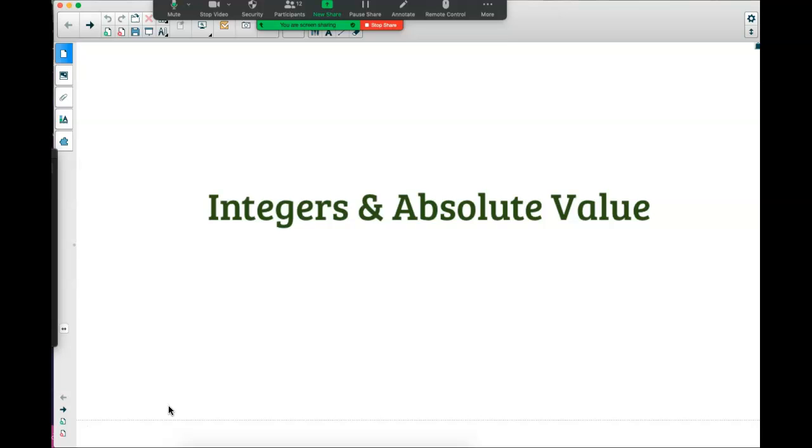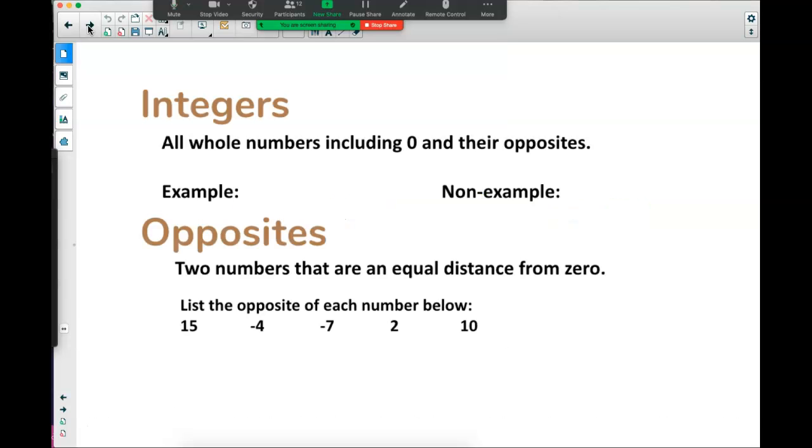So the first thing I'm going to have you write down is this definition. Integers are all whole numbers including 0 and their opposites. Okay. Integers are all whole numbers including 0 and their opposites.